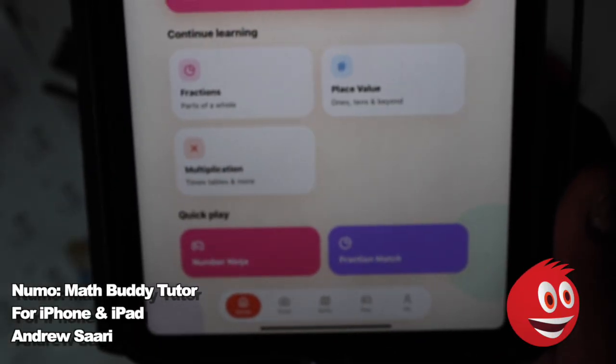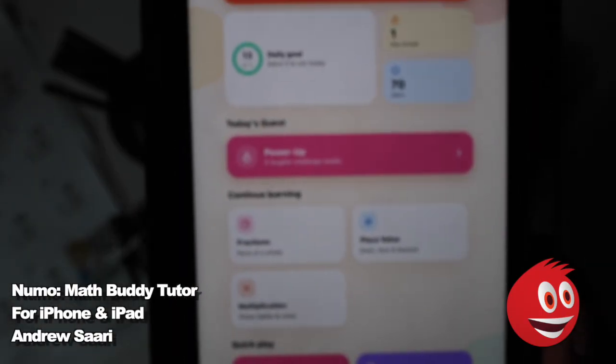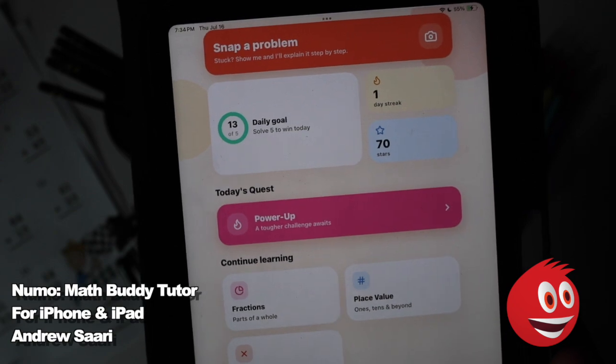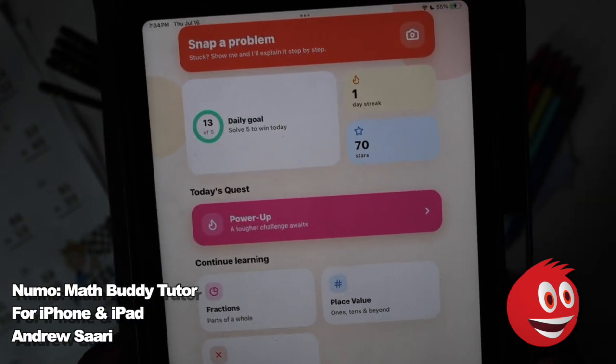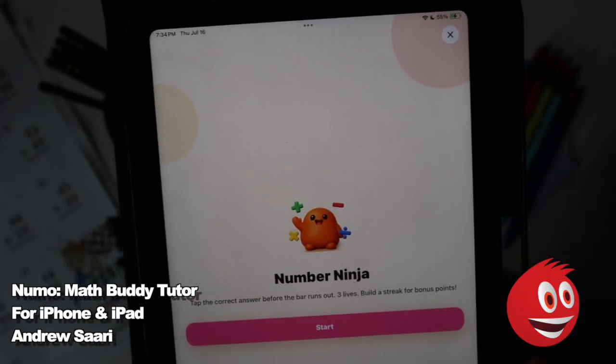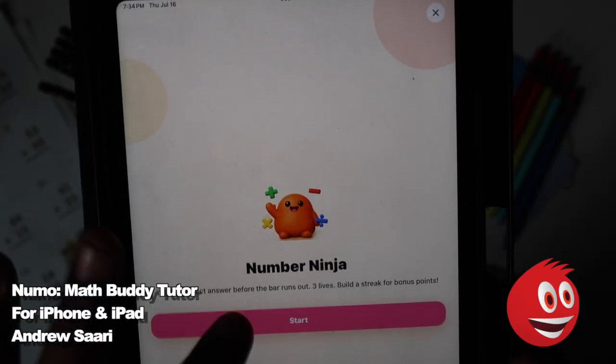Now, when you go to the arcade, which was there, you see it says play. Let's show you one of these games. We're not going to show you everything because that's the whole purpose of us doing an overview. So you guys get a taste of what it's like, and then you can check it out yourself. So we're going to go with Number Ninja. Let's see what that's all about. All right. Tap the correct answer before the bar runs out. 3 lives. Build a streak for bonus points. We're bringing this close to the camera so you can see it a bit better.